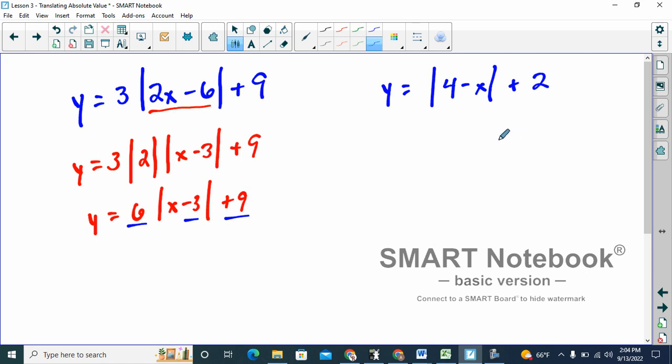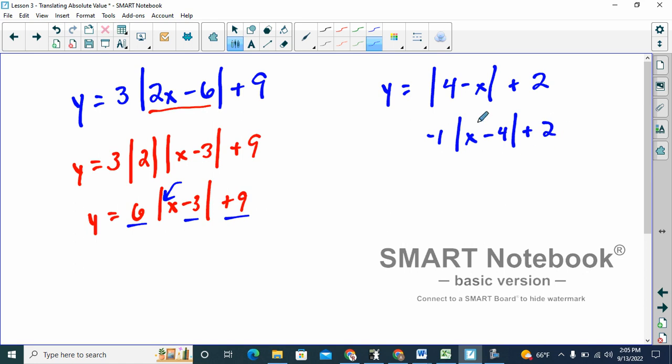This one is not in standard form. Standard form, the coefficient of the x inside the absolute value has to be positive 1. Now it's negative 1, so it's close. We can factor a negative 1 out. Negative x divided by negative 1 is positive x. 4 divided by negative 1 is negative 4.